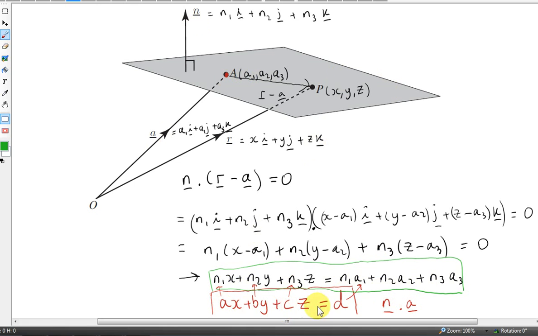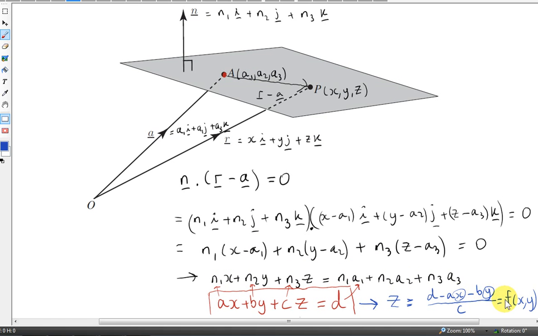So we found the Cartesian equation of a plane. We could rearrange this equation to make z the subject, and we see now that z is given as a function of both x and y. So z is a function of two variables. So we could write z like this, f of x, y.